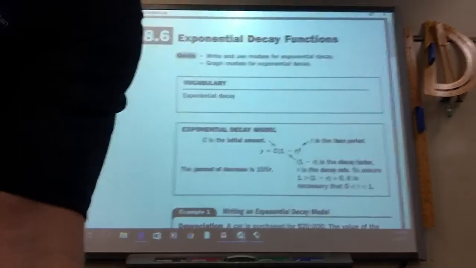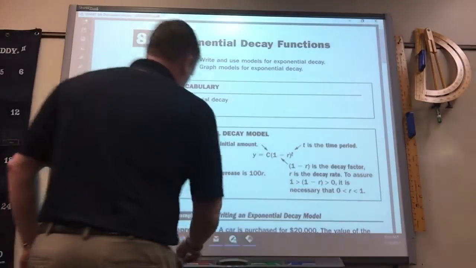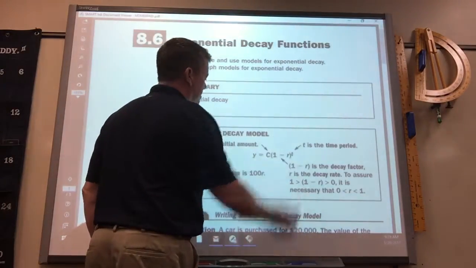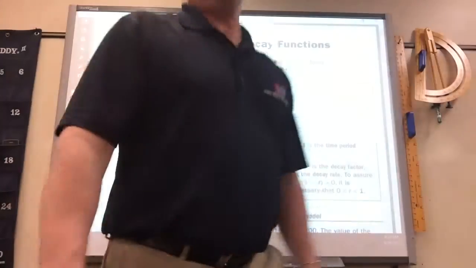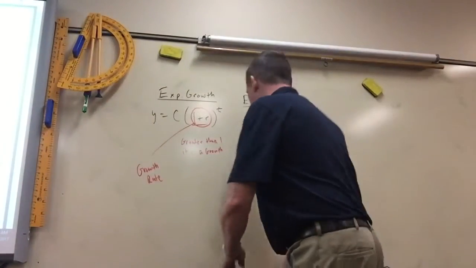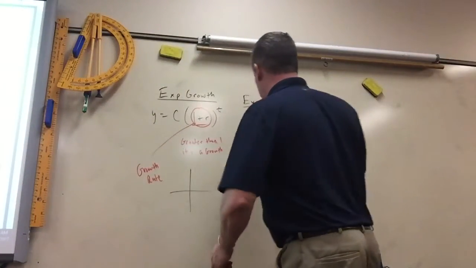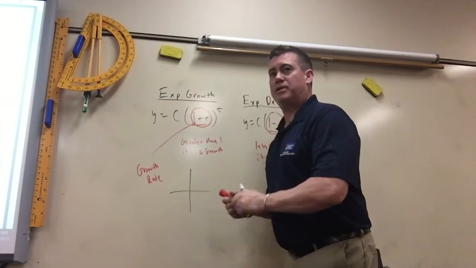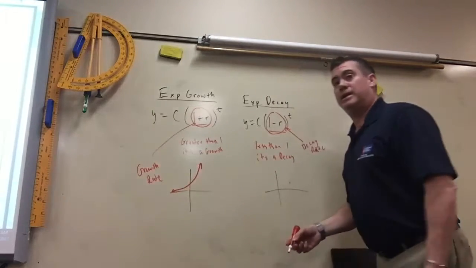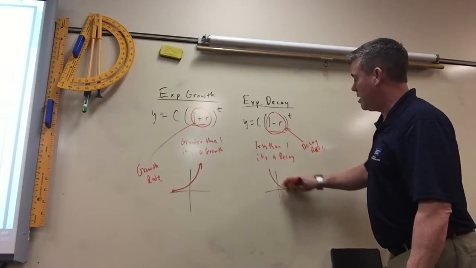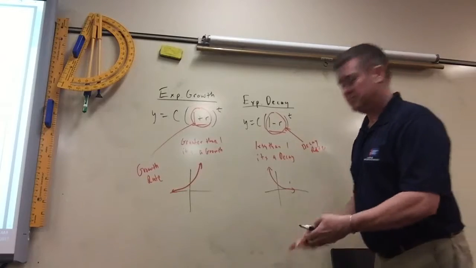So if you're looking at the graphs, an exponential growth will start low and then it'll rise up fast. And exponential decay comes down and gets smaller and smaller and smaller.